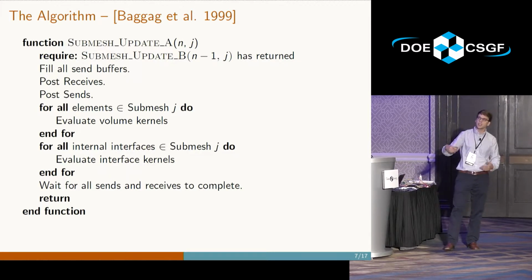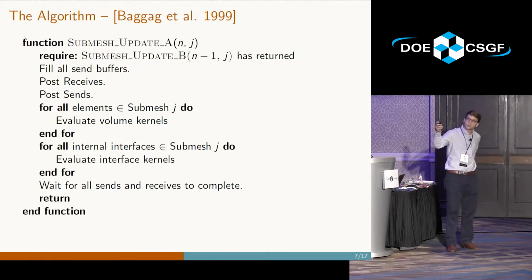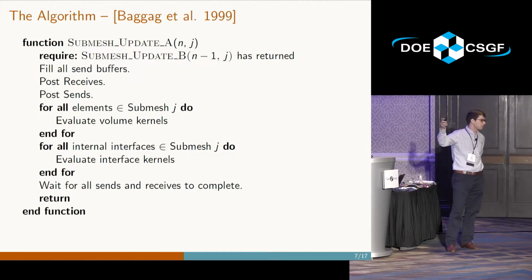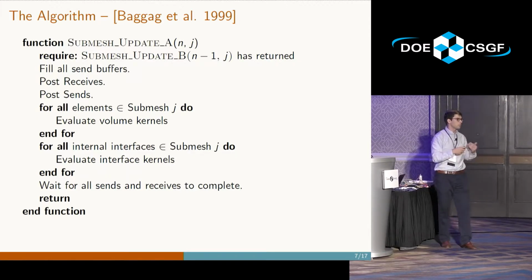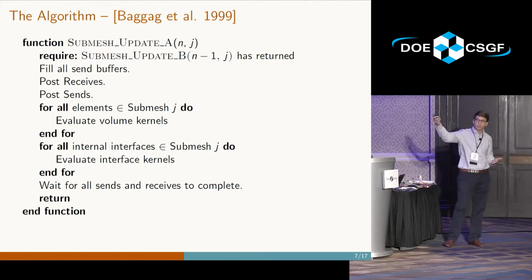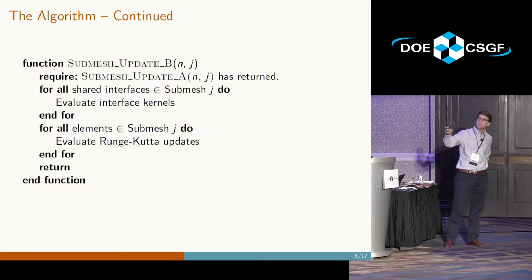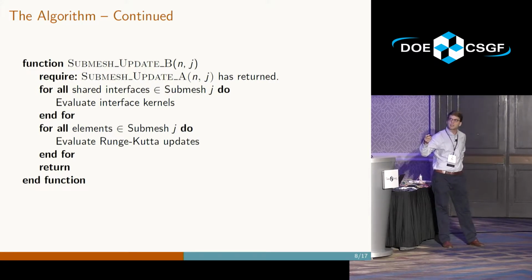Alternatively, what you would do with the HPX runtime looks exactly the same, except when you return, you actually return a future to these messages being received. And so when you do this, you cede control back to the runtime. The runtime might be running lots of these meshes on a node, and it might be able to find one for which these messages have arrived and do the subsequent step, process the message, and then do the Runge-Kutta updates.